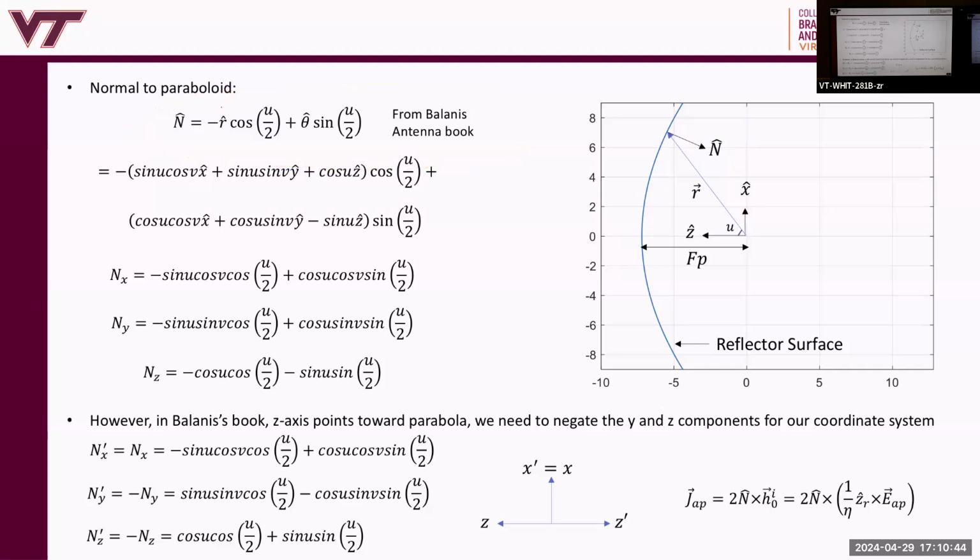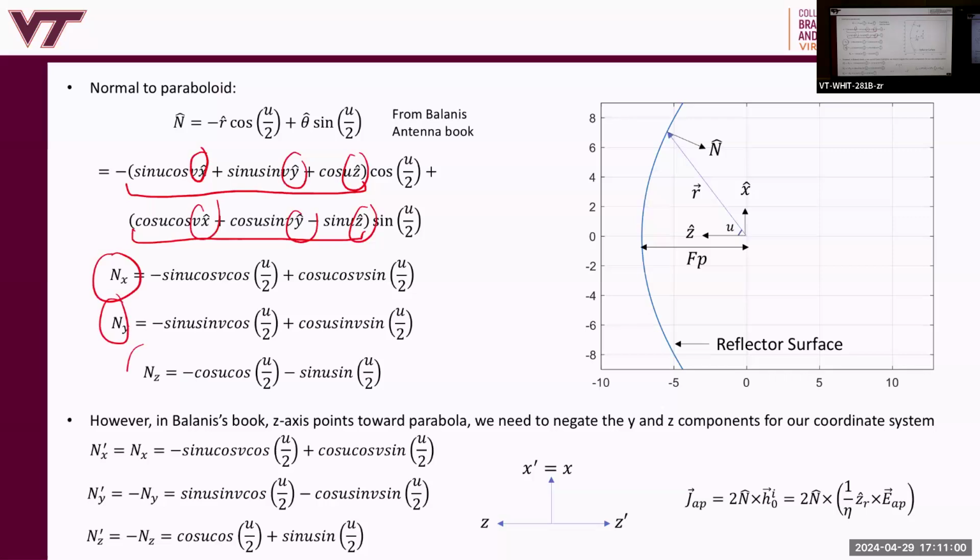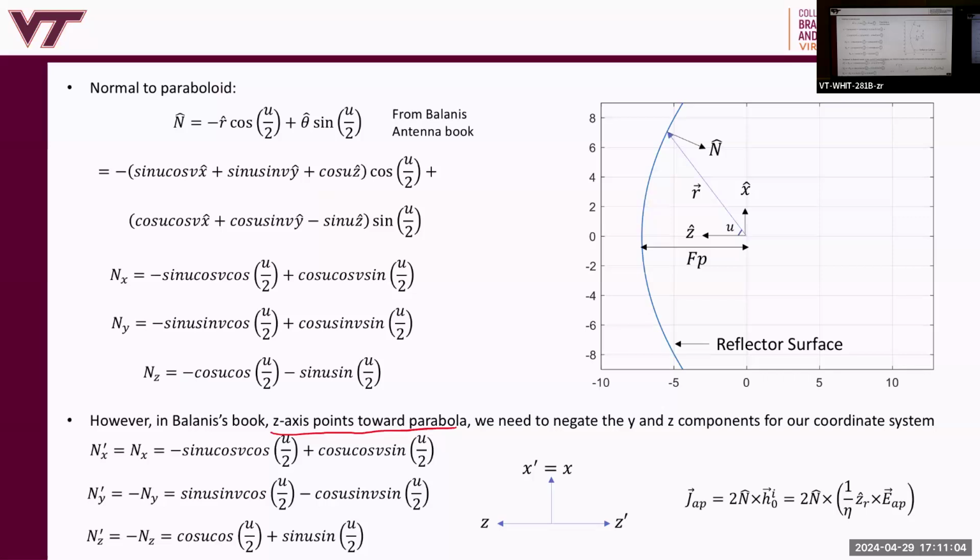So r hat and theta hat in this global coordinate system. All I've done is substitute what r hat is in terms of x, y, and z, and theta hat in terms of x, y, and z components. And then we added up the x to the x, the y to the y, and the z to the z. So you get nx, ny, and nz. But this is in the wrong coordinate system. The z-axis points toward the parabola. We need to negate the y and z components for our coordinate system.